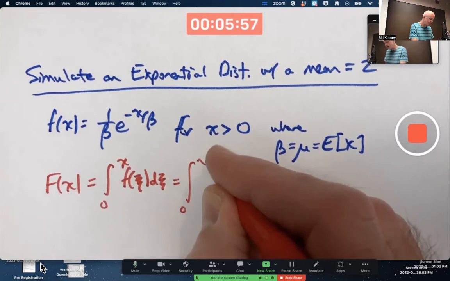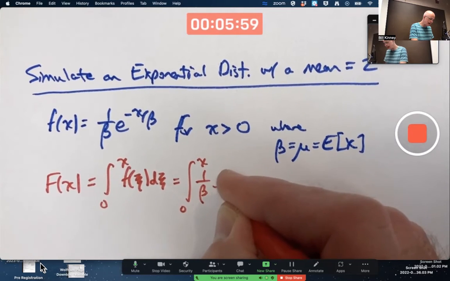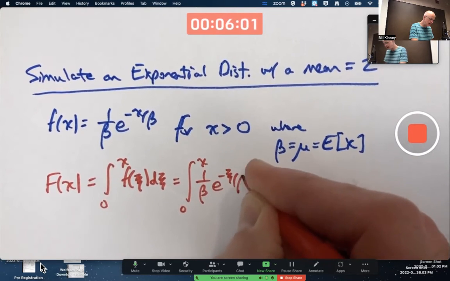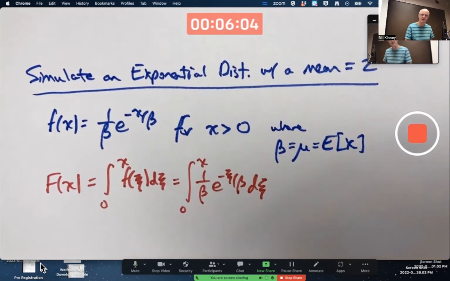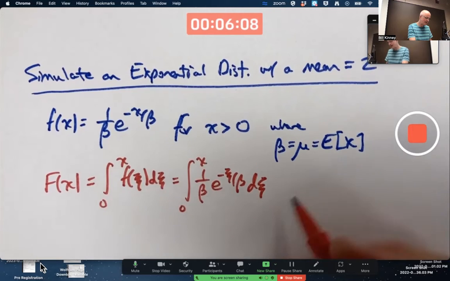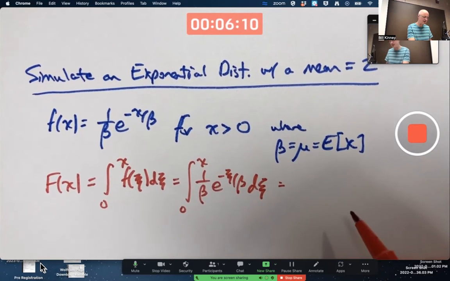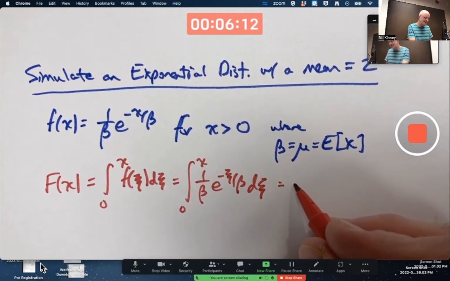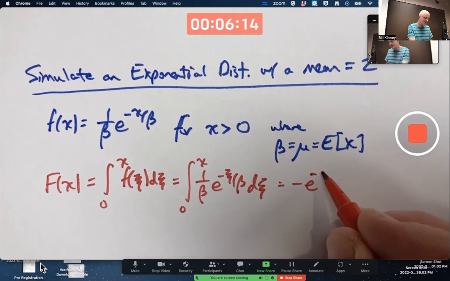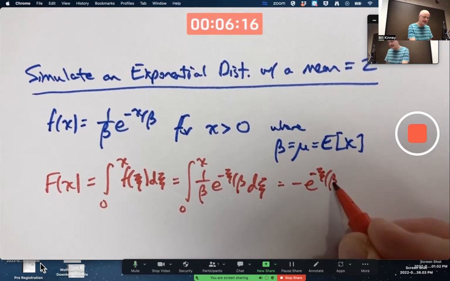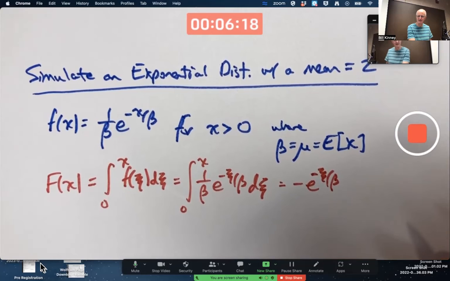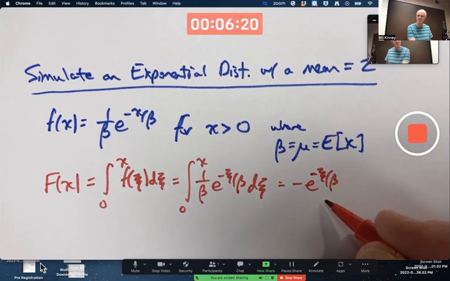Let's go ahead and do it. So integrating 1 over beta e to the negative xi over beta d xi. I love xi. Can you do that integral in your head? Can you find the antiderivative there? A little bit of thought reveals negative e to the negative xi over beta is an antiderivative, right? Double check that in your head. If you differentiate this with respect to xi, the chain rule will give you an extra factor of negative 1 over beta.